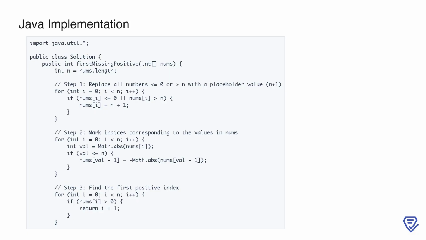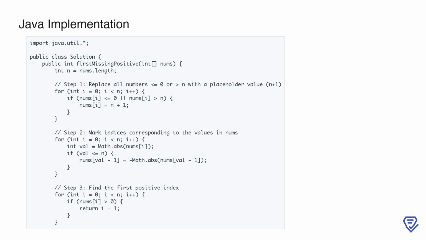The method firstMissingPositive takes an integer array nums as input. The first step is to preprocess the array by replacing any number that is less than or equal to 0 or greater than the size of the array, n, with a placeholder value, which is n plus 1. These numbers are irrelevant to our task because the smallest positive integer must be between 1 and n plus 1.